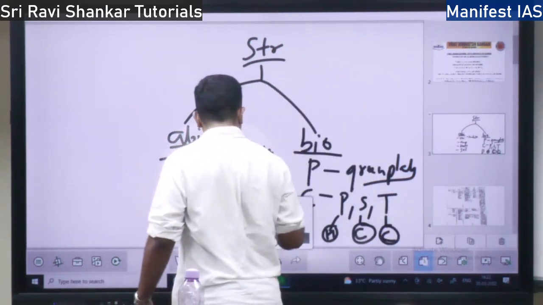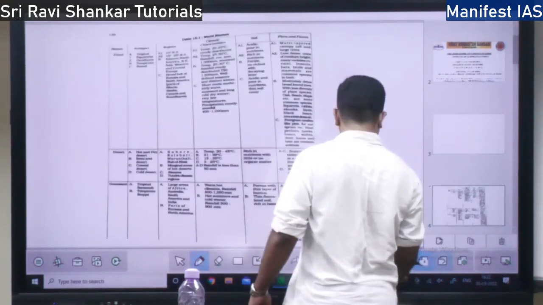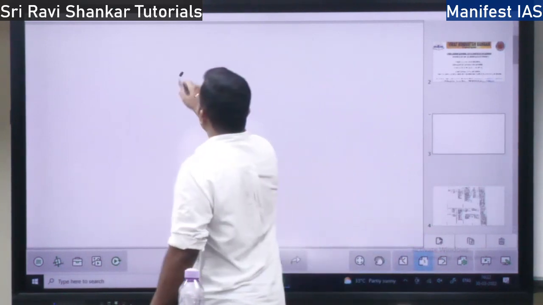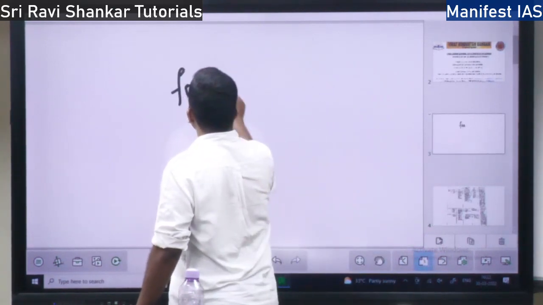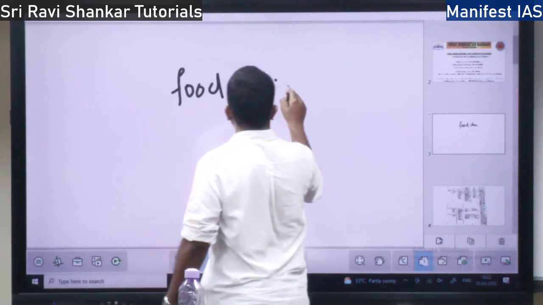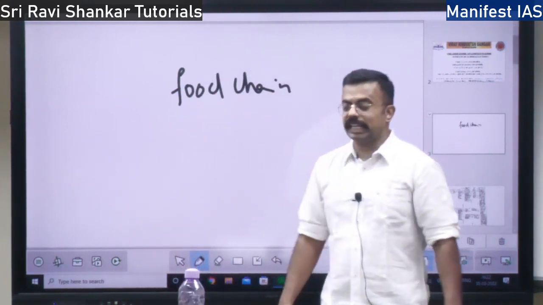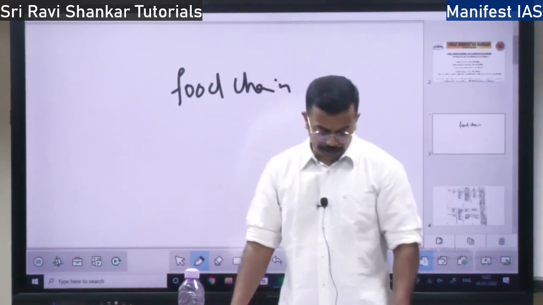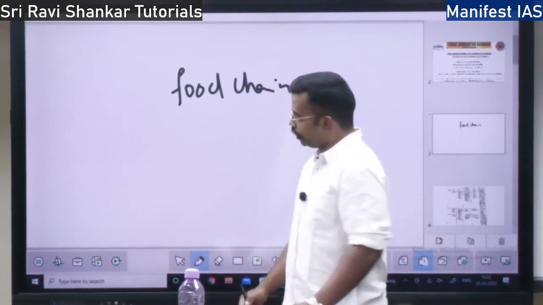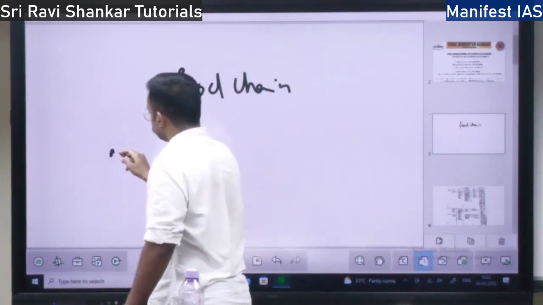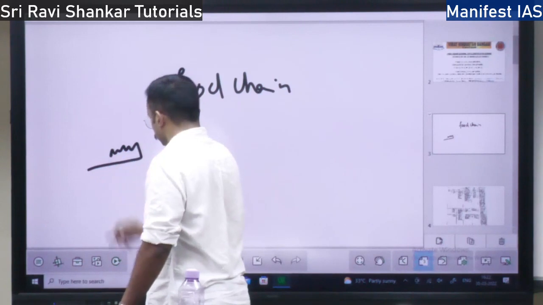Next, you have the concept of food chain. What is a food chain? A food chain is the cycle of eating and being eaten. Meaning what? Let's say there is grass here.